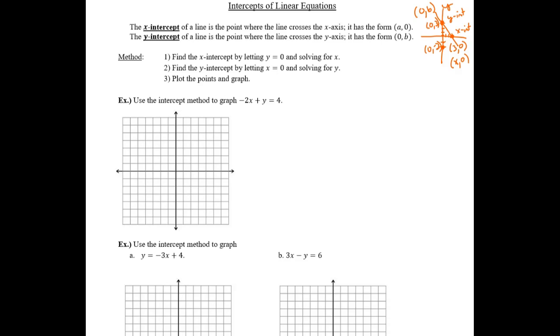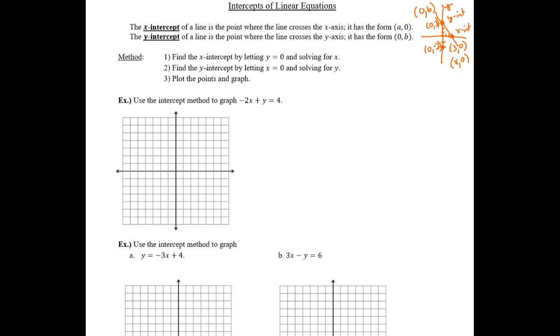We can use that information to algebraically solve for the x and y intercept. Since I know that on the y-axis all the x values will be 0, I could plug in 0 for x to find the y-intercept, and vice versa. For the x-intercept, I could plug in 0 for y to find the x-intercept. So let's go ahead and try this first example.